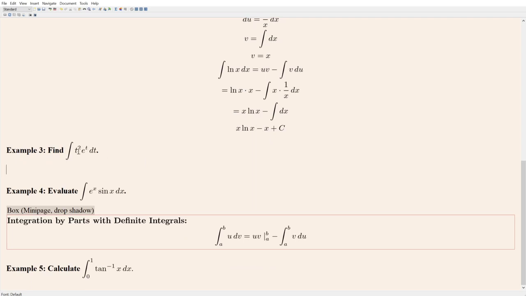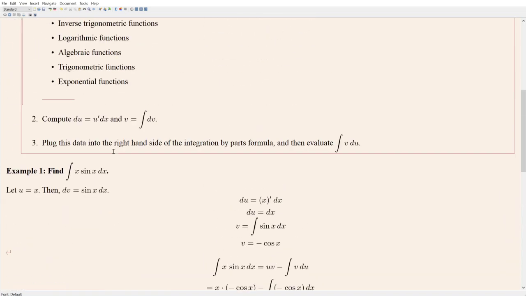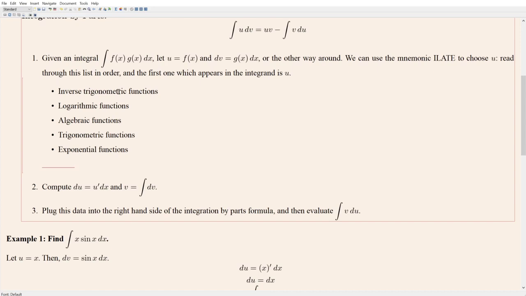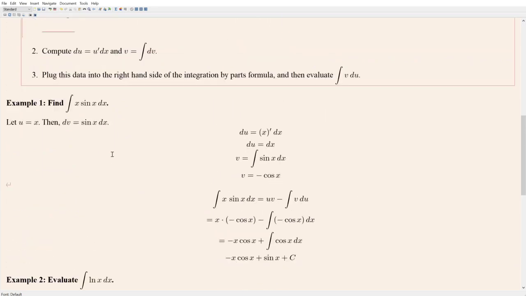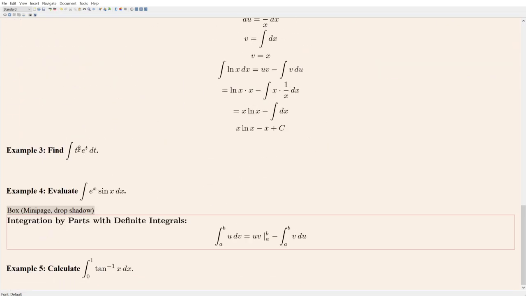So here we are integrating a product again. Now let's see. We have to choose u. This time we have two choices. Either we're going to let it be t squared or we're going to let it be e to the power t. So let's go up to our mnemonic. Inverse trig functions? No. Logarithmic functions? No. Algebraic functions? Yes. T squared is an algebraic function. So let's let that be our u. Then we have no choice but to let dv be everything else. So that's e to the t dt.